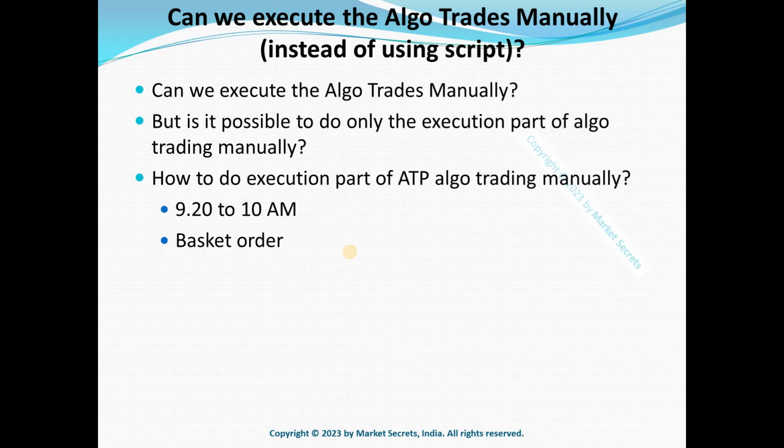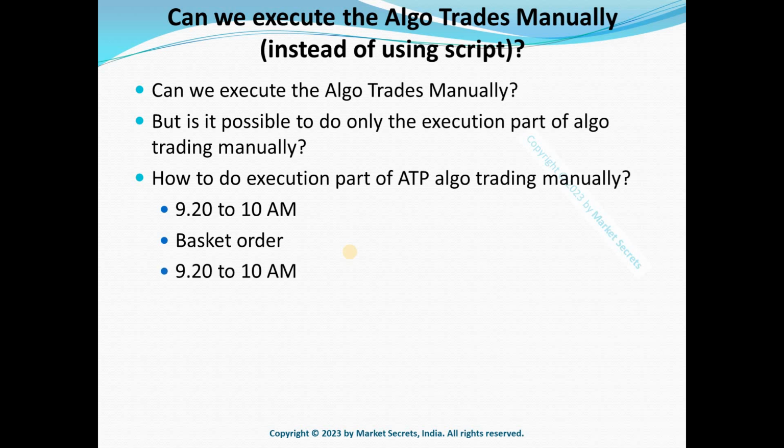So instead, add all the trades that you want to take into a basket and execute it in one shot at the same time. This will ensure quick execution and will avoid any differences or buffers. So go for basket orders if you want to take the trades manually. For the execution part you need to use basket orders.